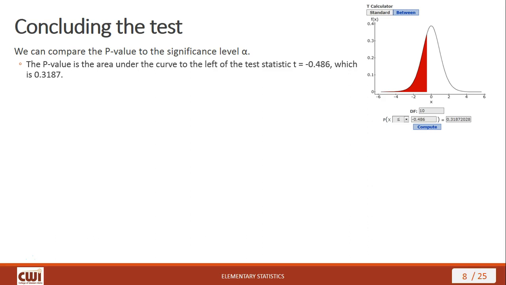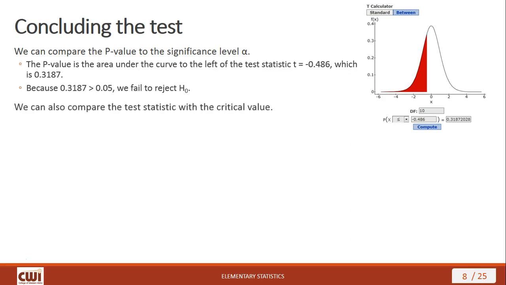We hit compute and out pops the area under that curve, which is the p-value, 0.3187. So 0.3187 is much larger than our alpha of 5%. Therefore, we fail to reject H0. The area for the p-value is larger than the area for the alpha. We can't fit it in. Therefore, we fail to reject H0. We're outside the rejection region.